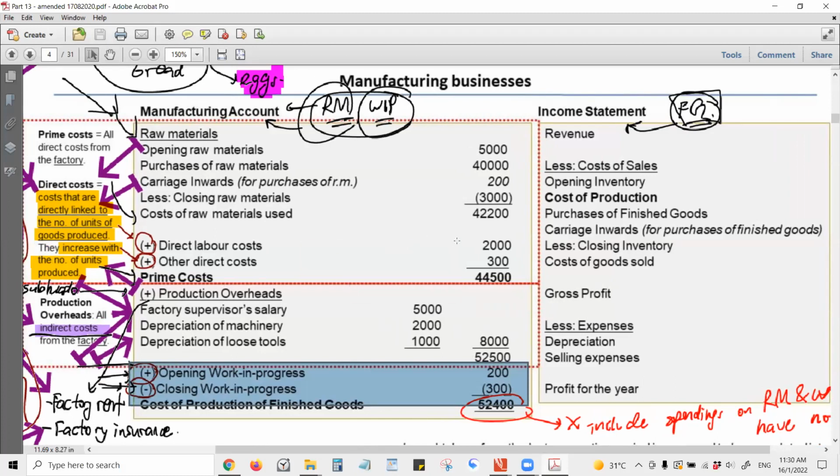The reason you plus opening work in progress is because opening work in progress is the work in progress you still have at the beginning of the year. Logically, you should have finished them into finished goods during the year. Therefore, you plus.